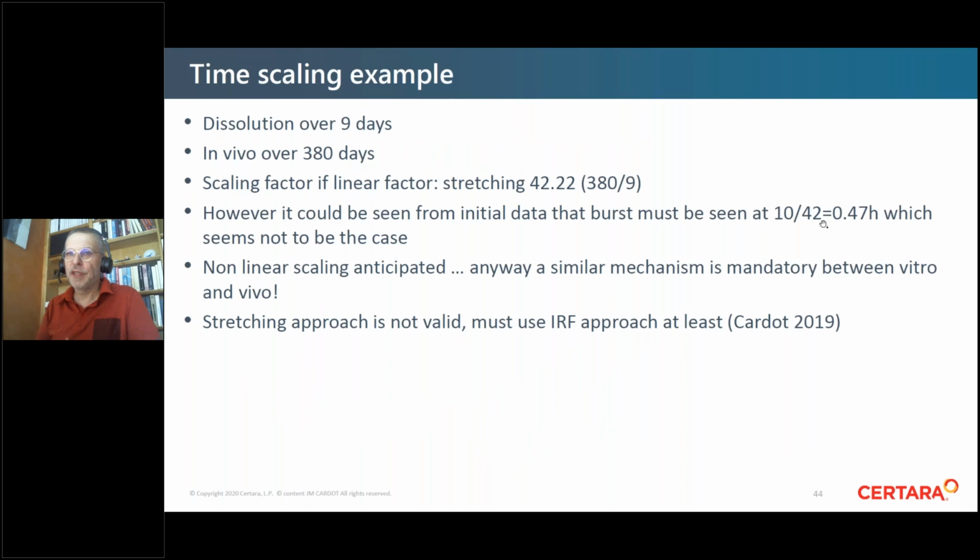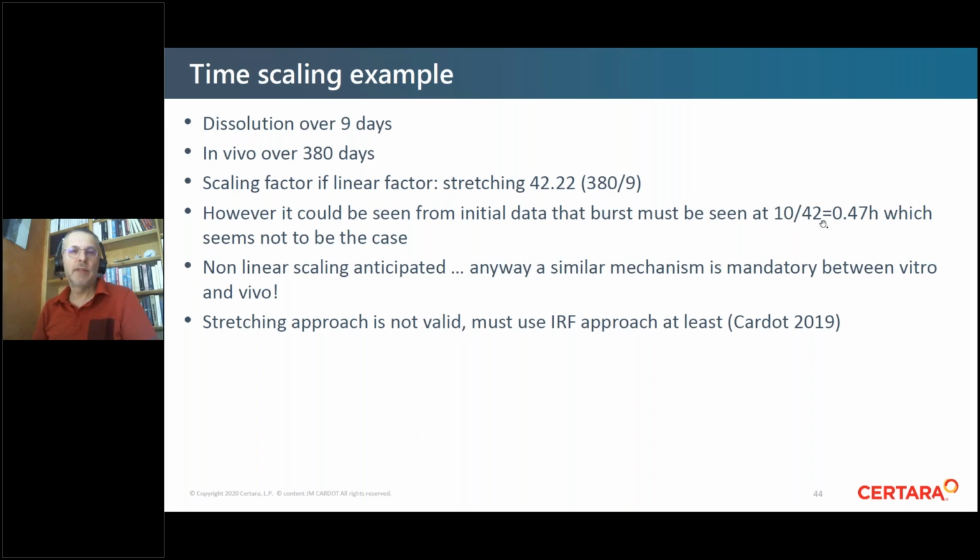So that means the burst seems to be very important because you have a huge peak, but at the end that corresponds only to a very small quantity. Imagine that your dissolution is over 9 days and that in vivo you have almost 380 days. If you have a time scaling between the two, you will have something which, if it's a stretching, that means something like this, which is going to be a factor 42.